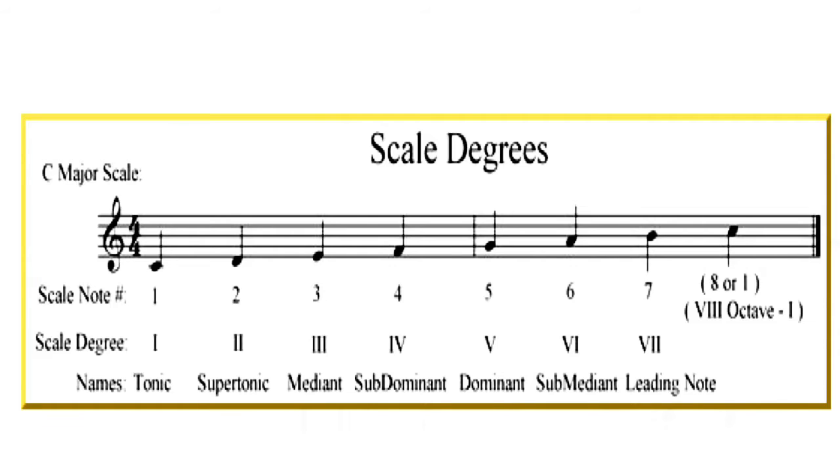Now the reason why the last note says 8 or 1 is because it's the same note as the first one, just higher. This first note, the tonic note, determines the name of the scale. So every scale will have the same internal musical relations no matter what scale it is.